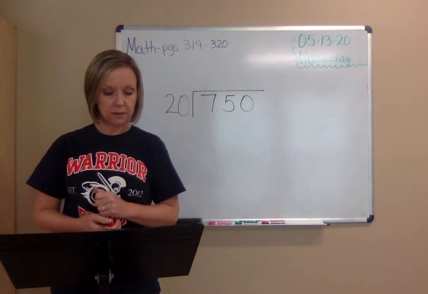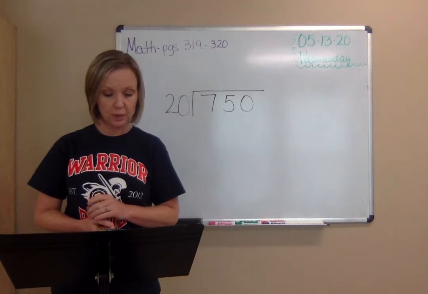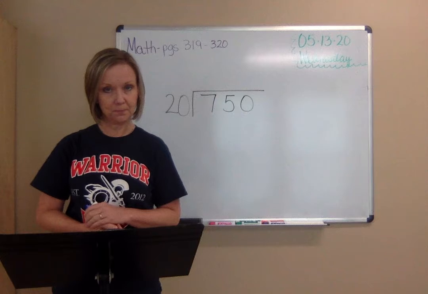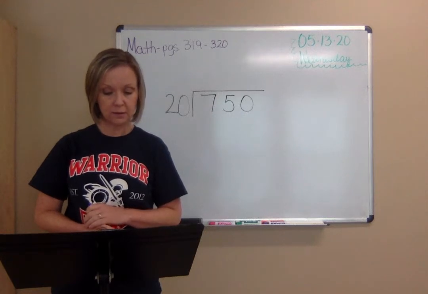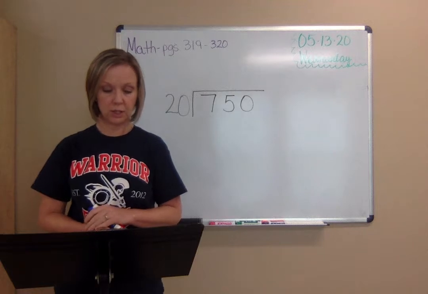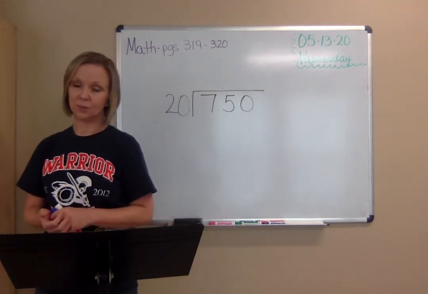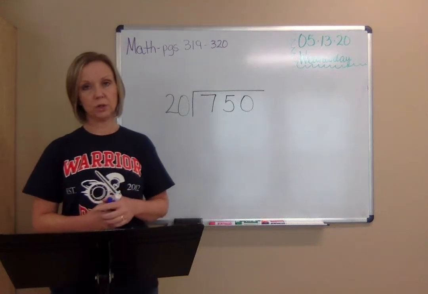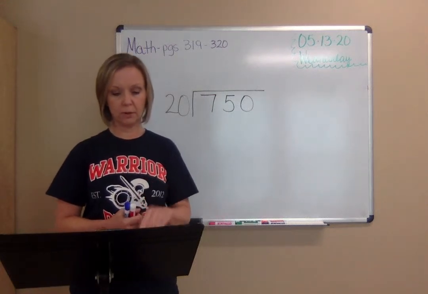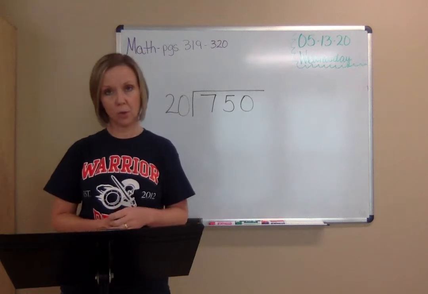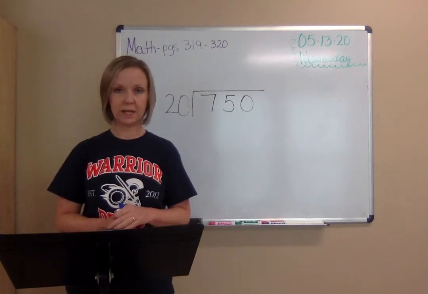Step number 6, divide 2 into the first two numbers, 15. 15 divided by 2 equals 7. Continue with the remaining steps of division. So it does change a little bit once you start into your problem. Step number 6 is a little bit different than step number 1. It's just going to take practice.